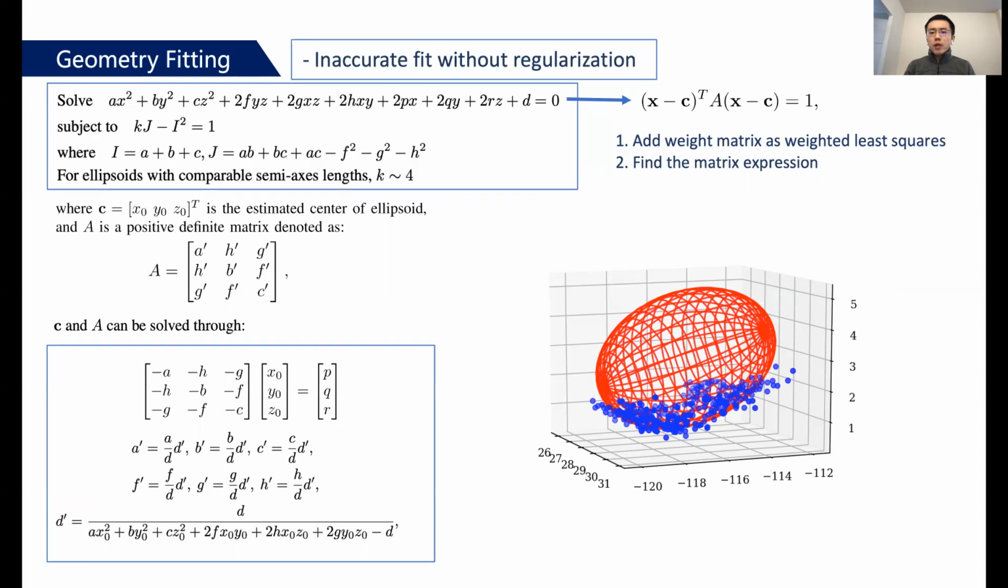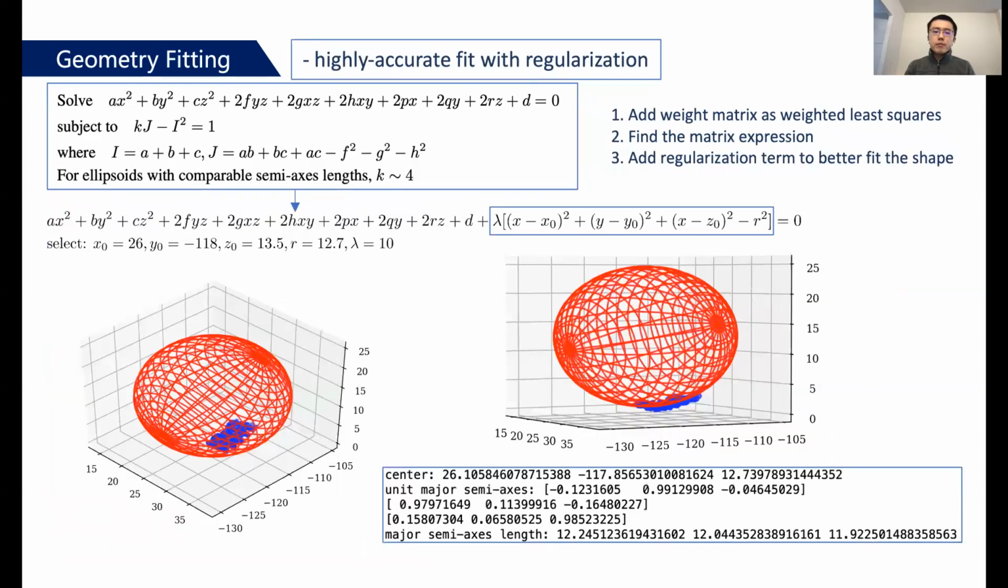When we plotted the ellipsoid, we found that the semi-axes were too short to represent the actual eyeball size, whose diameter should be around 12 to 13 millimeters. So what we did is add a regularization term to force the estimation to better fit the actual eyeball size. By giving the prior information of the approximated eye center and radius, the estimated geometry is much more accurate than the previous one.